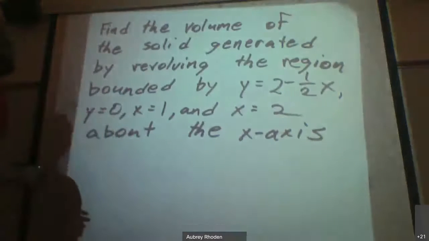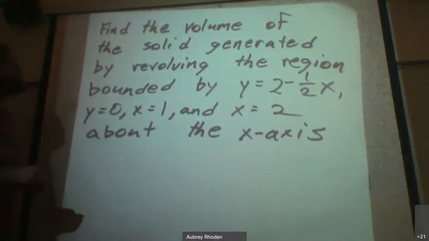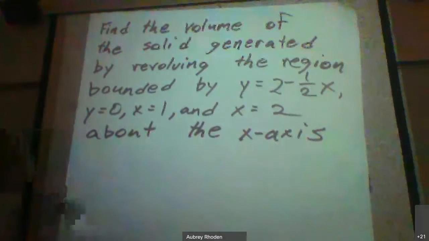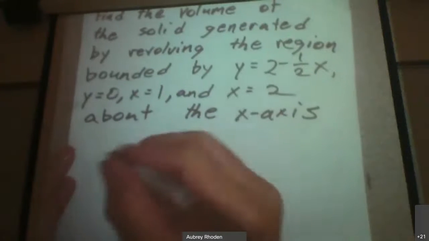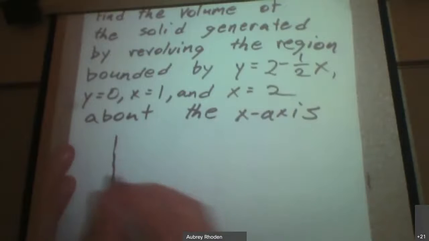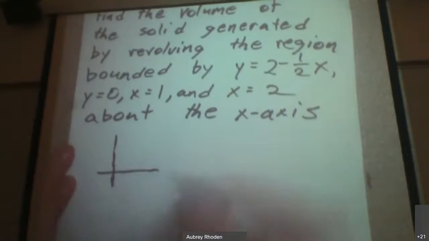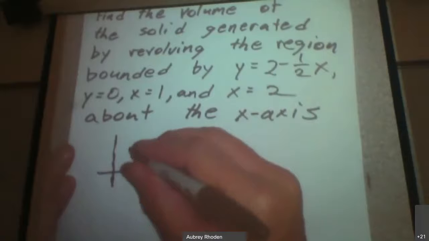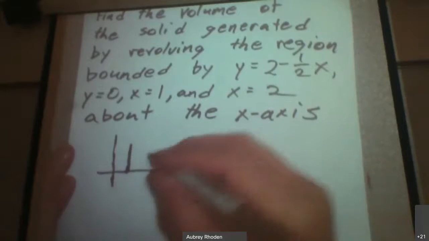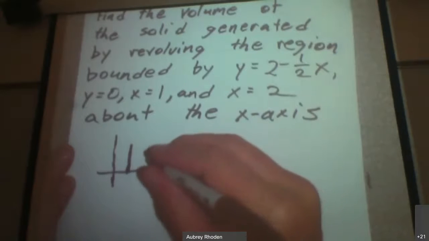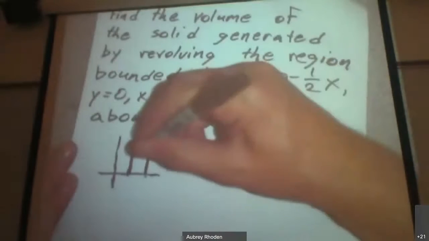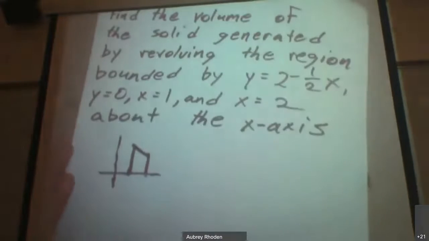Okay, so we're going to find the volume of the solid generated by revolving the region bounded by y equals 2 minus 1/2 x. So just a line with an intercept of 2 and a slope of negative 1/2, on x equals 2. That's x equals 1, x equals 2. And then we have that line right there with that slope.